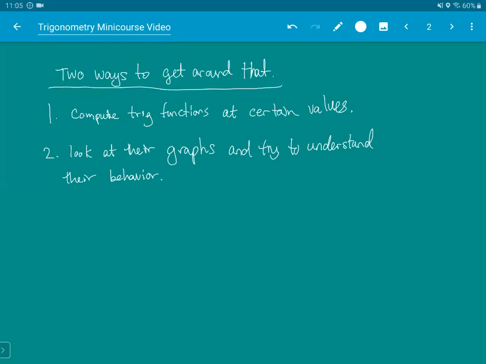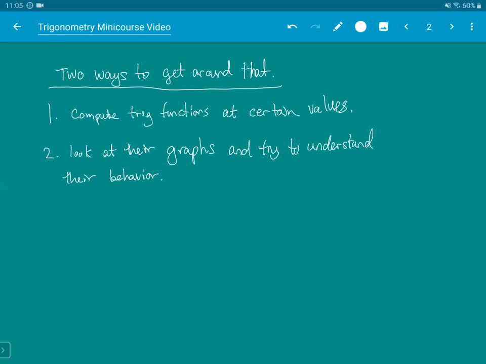So this might be things like, okay, what are the mins and maxes? What are the zeros of these trig functions? What does the graph itself look like? And later on when you study calculus, it'll be things like, what is the rate of change of these functions? So for now, let's look at number one.